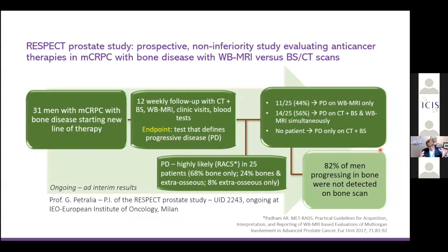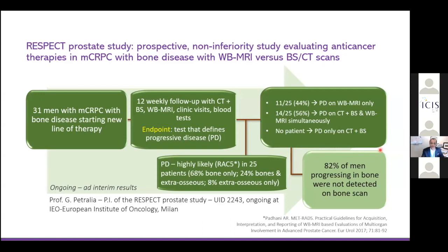The real issue is, what is this technology doing in terms of the way it performs compared to bone scans and CT scans? So here is some data again from Milan this time, looking at 31 men with metastatic castration-resistant prostate cancer who got bone scans, CT scans, and whole body MRIs and clinic visits. So in other words, integration into a clinical routine.